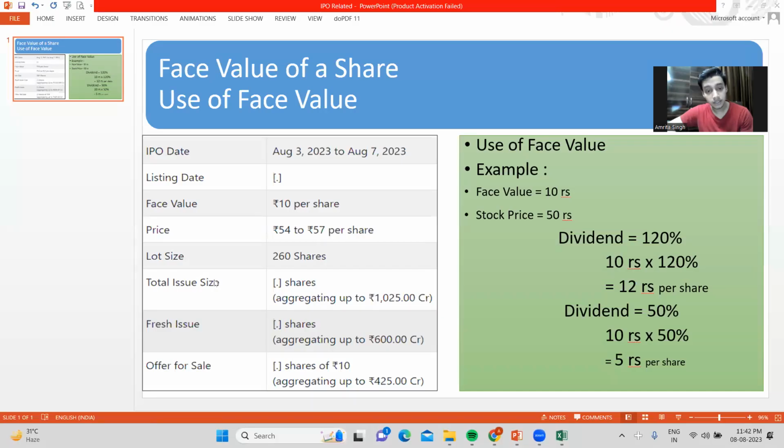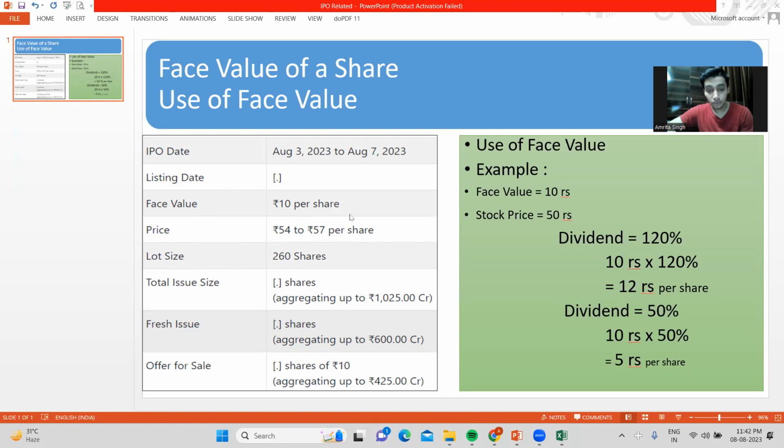First I want to show you one thing. Here on the screen, you can see that there is a table. You can see this table on almost any website where the IPO detail is mentioned. So suppose there is a company whose IPO is going to be listed in the market, and the face value of that company is going to be 10 rupees per share.